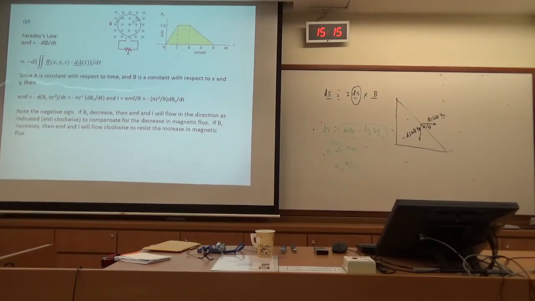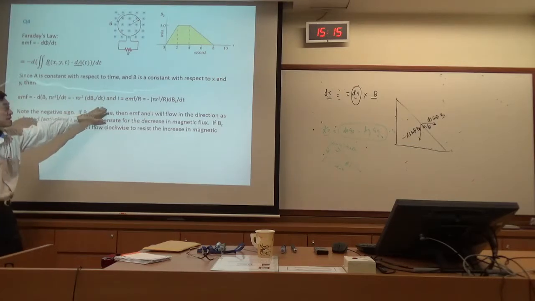All right. If there is no change in A with respect to time, and no change in B with respect to xy, then B dot dA simply gives me Bz times πr squared, because B is a constant with respect to the xy coordinates, and the loop is on the xy plane, with area equal to πr squared. So this is just Bz πr squared. Now it is equal to minus πr squared dBz/dt.